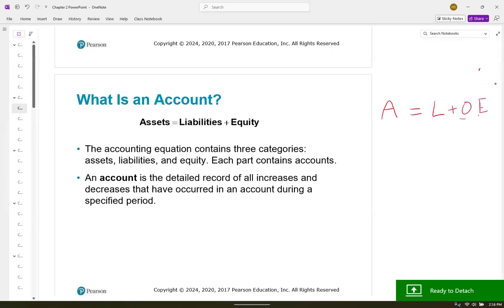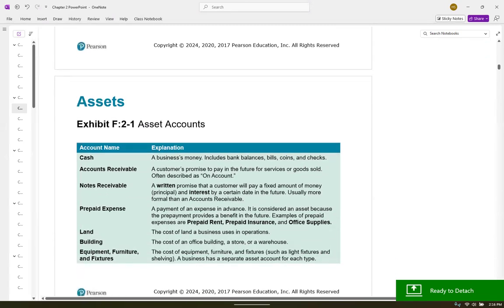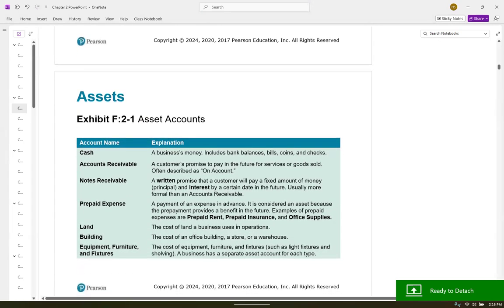I say owner's equity because we're not talking about a corporation just yet. We are talking about a sole proprietorship. We try to baby step into corporations. We'll pick up on corporations in Principles of Accounting 2. So there's lots of different accounts that fall underneath these headings. We're going to go through a couple of them. They have some assets here for us.